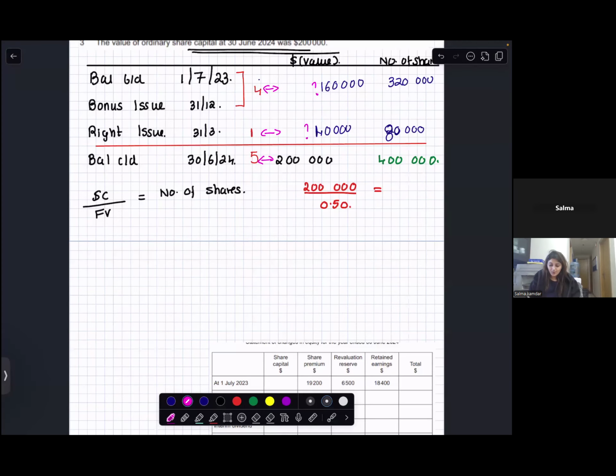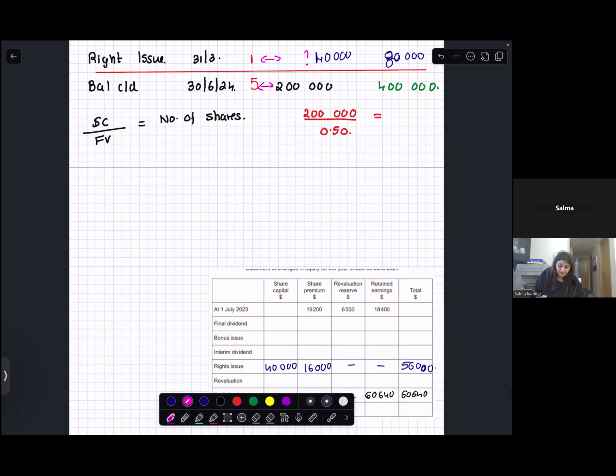So our sequence goes this way. We had our opening balance. We have our bonus issue. We have our right issue. And we have our balance closed down. Right? Please write along with me. I have my balance brought down. I have my bonus issue. I have my right issue. And then I have my balance closed down. Are you with me?